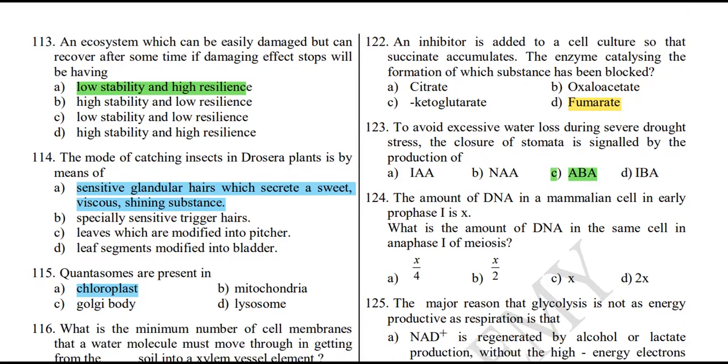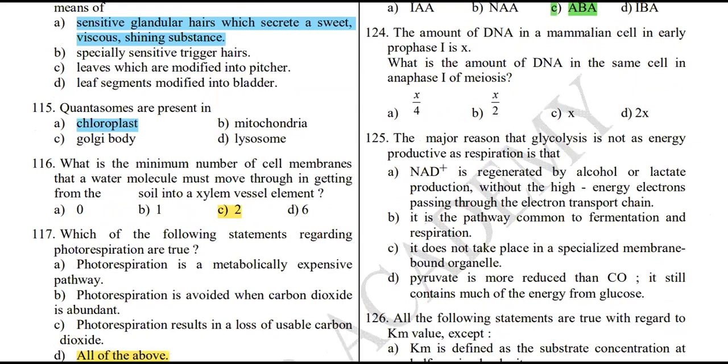Okay, the next question, the amount of DNA in a mammalian cell in early prophase is 1. First, we will understand what happens in a cell cycle. In interphase, we know there's going to be G1 phase, S phase, G2 phase, and M phase. M phase has prophase, metaphase, anaphase, and then telophase. Okay, yes. So in G1 phase, the amount of DNA is less, but in S phase, the amount of DNA increases. Here, the amount of DNA stays the same. In mitosis also, it remains the same.